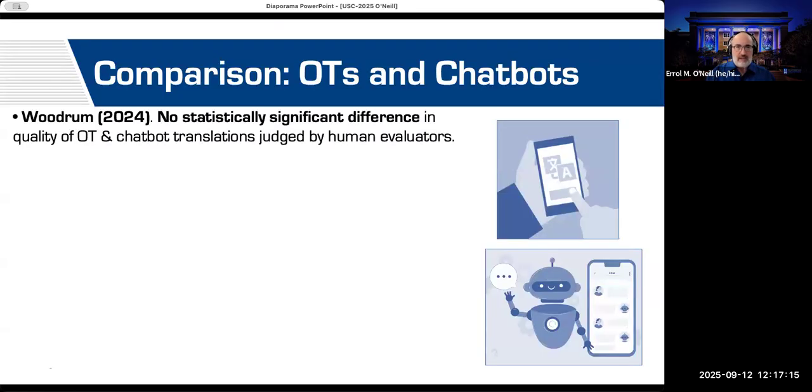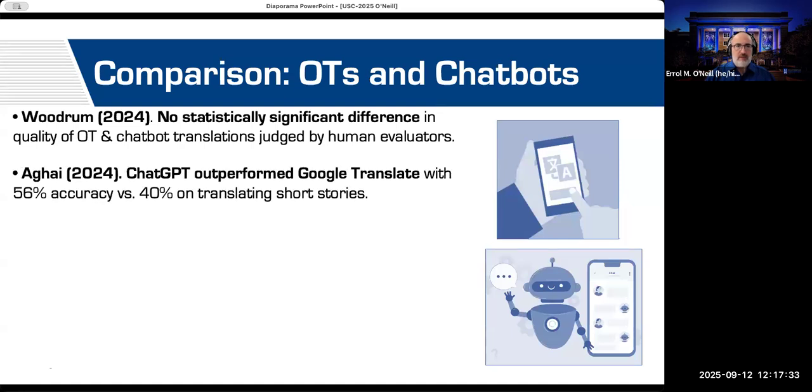Comparing some other aspects in terms of translation, so that's just one of many features of AI, but comparing them with online translators. One study found there was no statistical difference between the quality of online translator output and the output if you ask an AI chatbot to do the same translation. Another study found that ChatGPT actually did better than Google Translate in terms of doing a translation from one language to another.